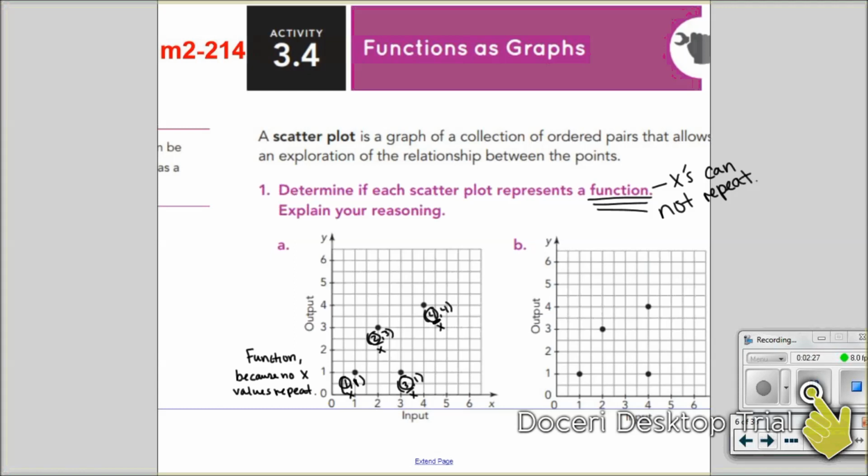Okay, so hopefully you had time to work. I'm going to give you a second now to share with your table partner. So I want you to share your points with your table partner and whether or not you decided that B represented a function or not a function. Ready? Begin.